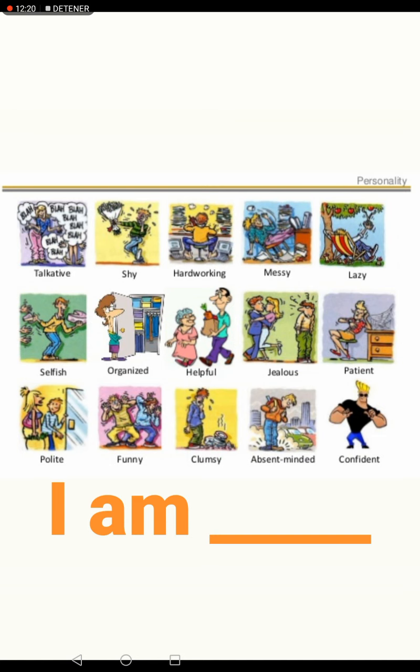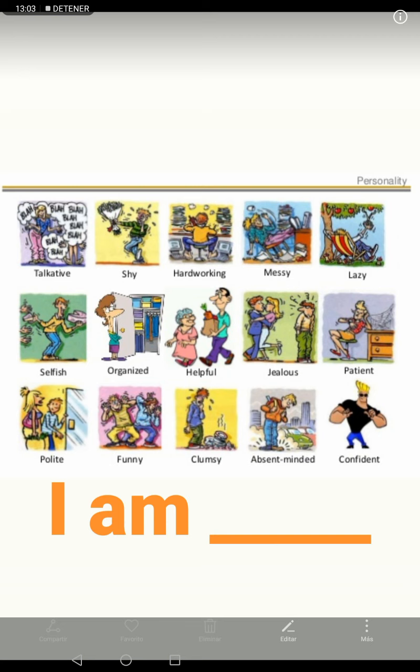Polite. Polite is when you are respectful with other people. It's like educado, polite. Funny, when you play jokes. You have a good sense of humor. Divertido, funny. Clumsy. Clumsy is when you're not a skillful person. No eres muy habilidoso. Clumsy. And absent-minded is like a person who cannot focus on something. Alguien que no se puede concentrar, que está distraído. And finally, we have confident. A confident person is a person that feels sure about his or her skills.